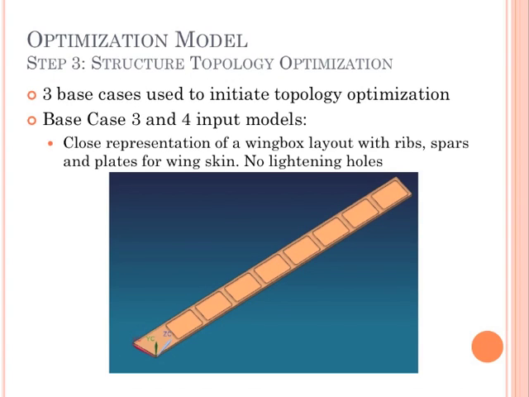The models for base cases 3 and 4 again are modifications of base case 1. Base case 1 is modified here to adhere to a design which is more similar to a conventional cantilever wing with ribs, spars, and skins, as can be seen.